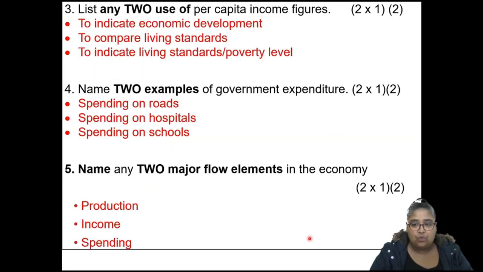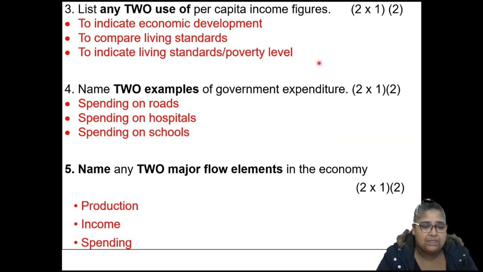So the third question was to list any two uses of per capita income figures. Again, just a reminder that the mark allocation is 2 times 1, meaning that you need to give 2 answers and each will be awarded 1 mark, okay? And these are any of the accepted answers that will be accepted for this question. So two uses of per capita income figures.